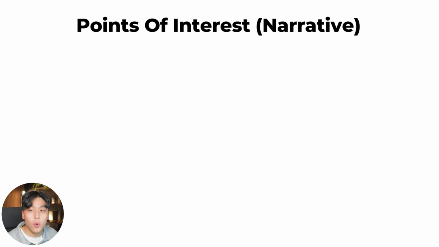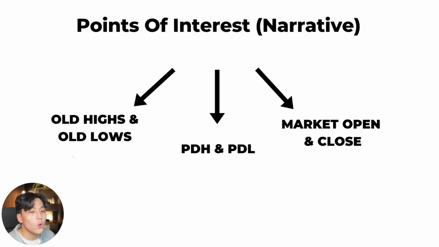So let's talk about points of interest, otherwise known as our narrative. And where are the key areas and key points of interest that I look for every single day? Number 1, old highs and old lows. Classic. Swing highs and swing lows in the markets where there's liquidity resting above and below those areas. That's where we're going to be looking to place trades, take profits, stop losses. We're just going to be looking at these areas in price because they're key points of interest and they have a lot of liquidity. Number 2, previous day highs and previous day lows. Another key level that we mark out every single day because there's a lot of liquidity once again.